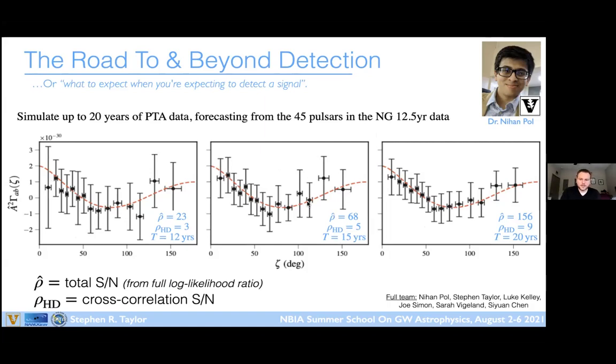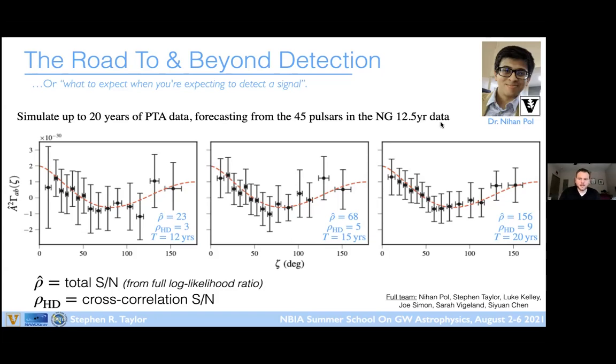As we get up to 15 years and then 20 years, the significance of Hellings and Downs correlations just skyrockets. So if this were an actual gravitational wave background signal in our data, at 12 years, it's not very significant, but at 15 and 20 years, we do see something. And the good news is we already have 15 years of data. We just have to go and analyze it.